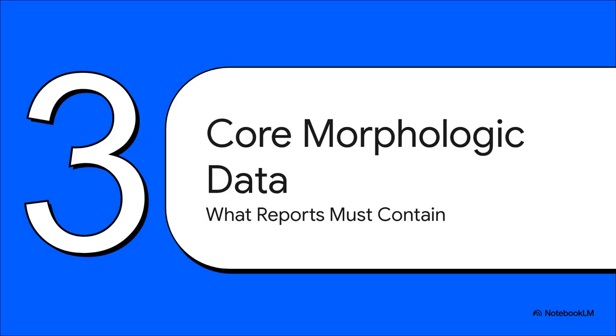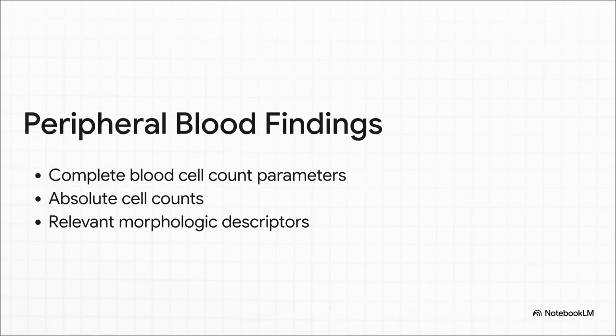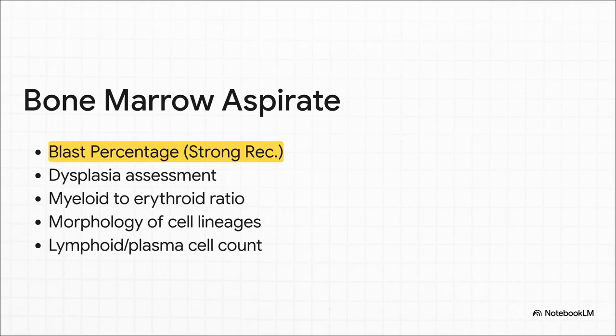All right, let's get into the nitty-gritty. What specific data has to be in every single report? We'll start with the core morphologic data, the stuff you're seeing under the microscope. First up, the peripheral blood. The report absolutely must include key CBC parameters, absolute counts like the absolute neutrophil count, and of course, any relevant morphologic descriptors. These are often the very first clues to a bone marrow problem, so they're essential for getting the classification and prognosis right. Next, the bone marrow aspirate.